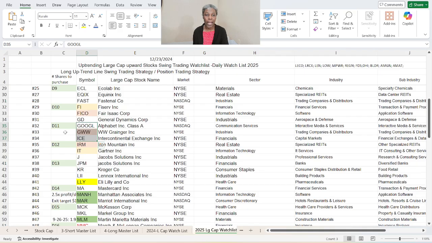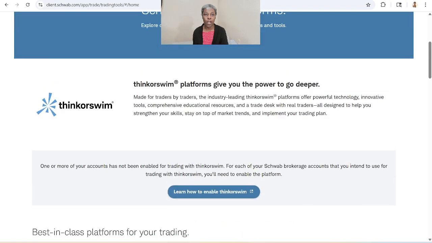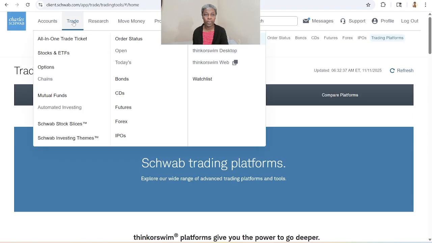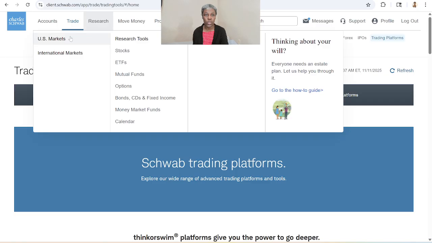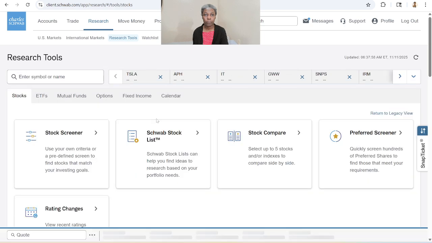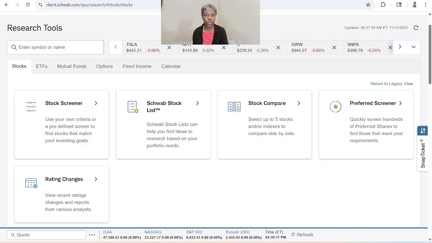Today we are going to analyze those 3 stocks, and we are going to start with Google. We can compare those 3 platforms when we do the analysis. I'm going to go back up, and I'm going to go under trade. Now I'm going to go under research and stocks. And now that I'm here, I'm just going to put Google.